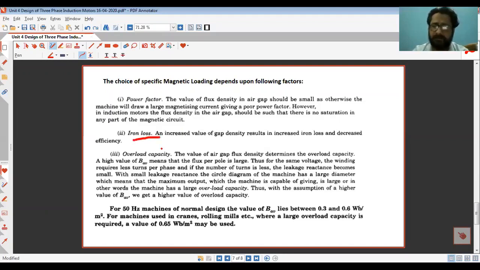Similarly, iron losses, because magnetic flux is related with iron loss, and the overload capacity. For a 50 hertz machine of normal design, the value of B average lies between 0.3 to 0.6 Weber per meter square or Tesla. So for a machine operated at 50 hertz frequency, the value of specific magnetic loading should lie between these values.